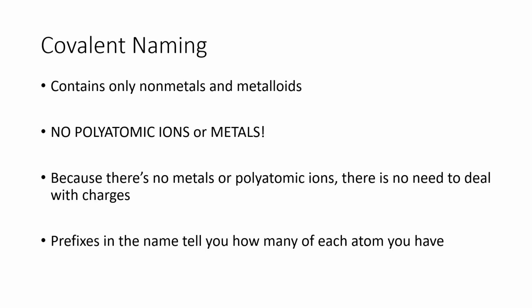First and foremost, in covalent naming, we are looking at just covalent bonds, and because we're looking at covalent bonds only, these molecules are only going to have nonmetals and metalloids in them. We're not going to see any metals or polyatomic ions. And because we're not seeing any metals or polyatomic ions, there's going to be no need for us to deal with the charges. So in all of the other types of naming we've done so far, remember you found the charge and you've crisscrossed the charges and rewritten them as the subscripts. This is going to be a complete 360 from that.